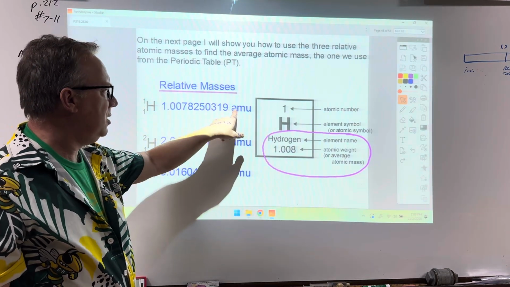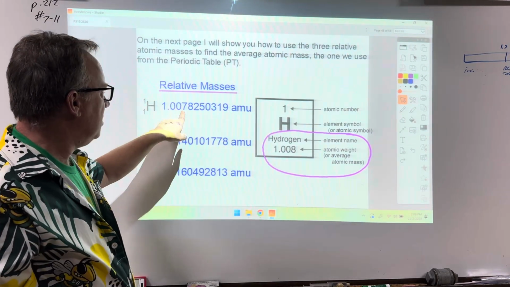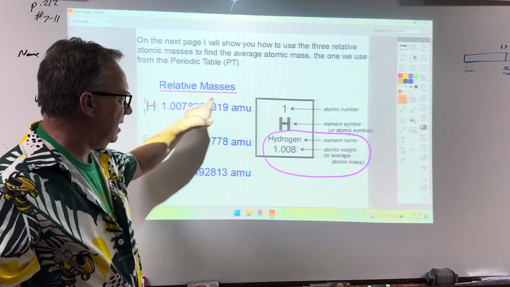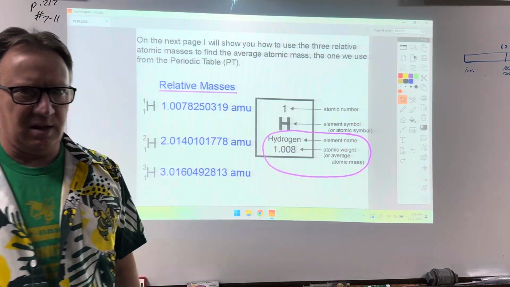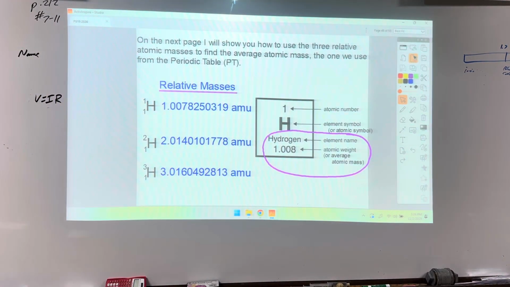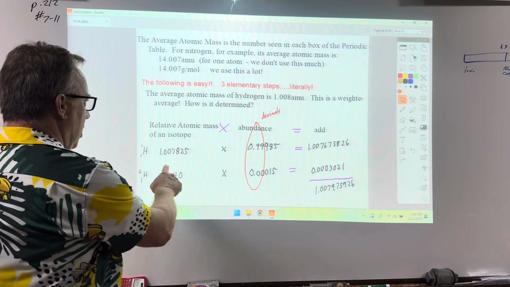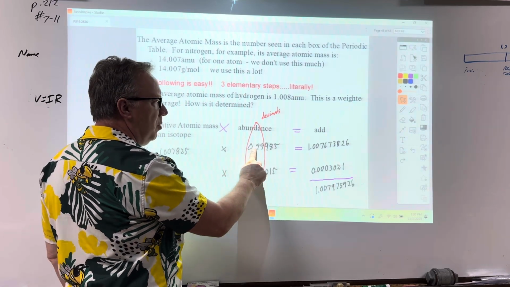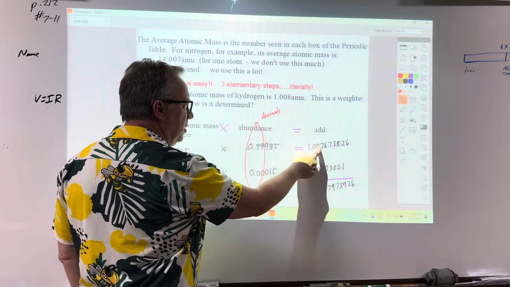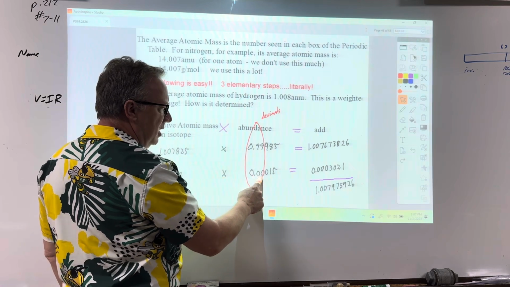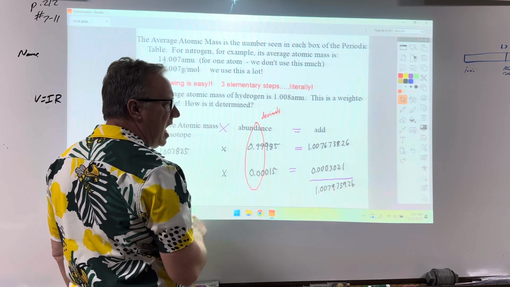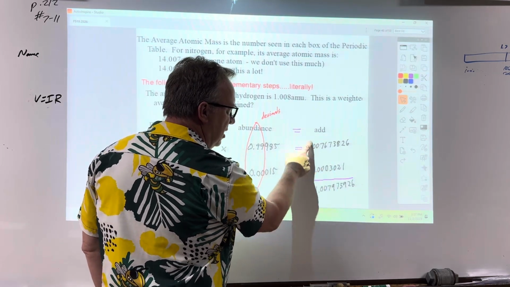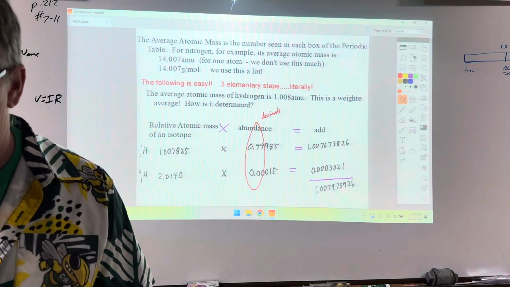Notice that it's real close to this, 1.0078, 1.008, because the vast majority is this kind. There's a little bit of this and not even enough of that to notice. So hydrogen 1 is 99.985%, almost all of it. When you multiply these two, you get the number. This one, 0.00015. That number doesn't change much, so the average ends up being very close to what this is. Okay, I'll ask you a question about that.